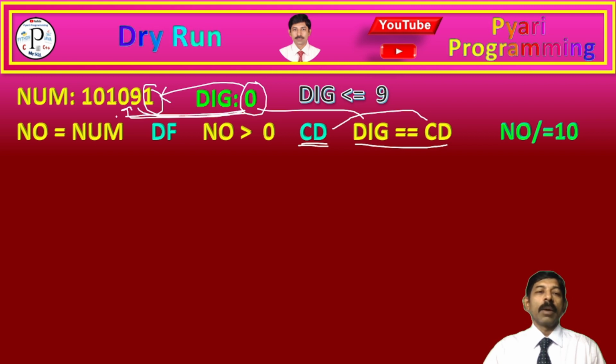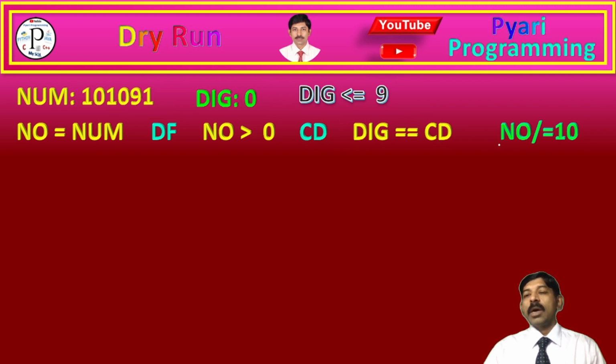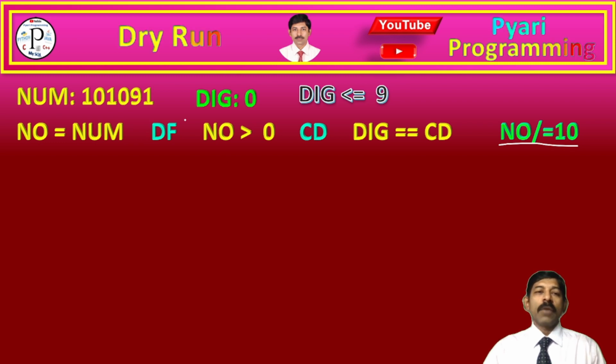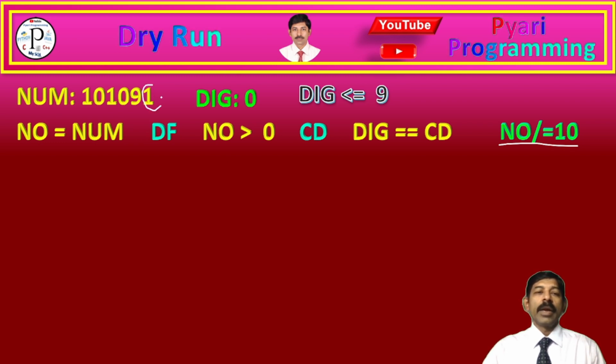Next time 0 will be compared with 1, which is my current digit. Here I am reducing the number because after extracting this digit, I need to extract the next digit. So that's why for this, the number must be this much.